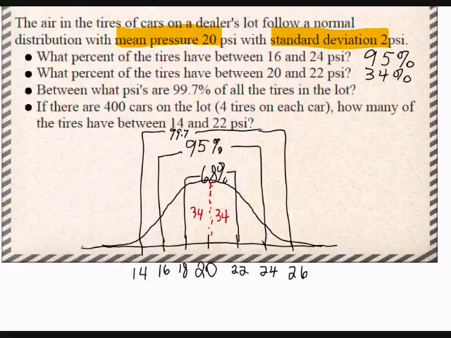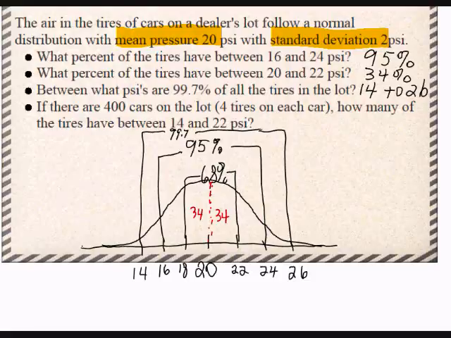Between what PSIs are 99.7% of all the tires on the lot? Oh, the 99.7 reaches from the 14 to the 26. So that is 14 to 26. If there are 400 cars on the lot, 4 tires on each car, making a total of how many tires? 1,600 tires. How many of the tires have between 14 and 22 psi?